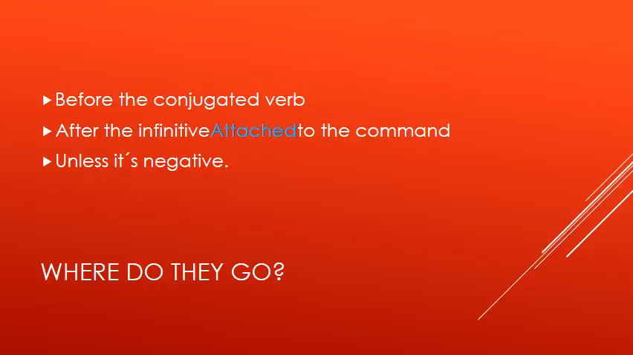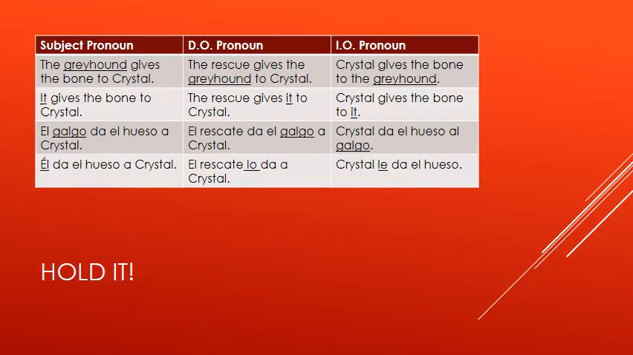Where do they go? Before the conjugated verb, after the infinitive, attached to the command, unless it's negative. Sounds pretty familiar, doesn't it? So hold on. I just gave you another option of the way to use the word it. So what we're going to do is break this down into different example sentences to make sure you know the difference. In every sentence, we're going to change the word greyhound to the word it in Spanish.